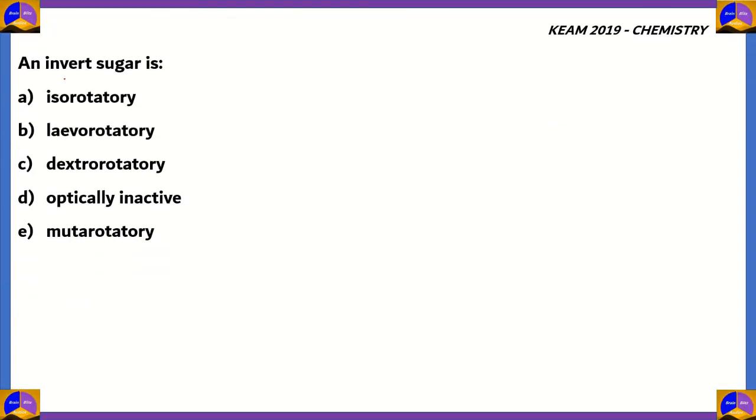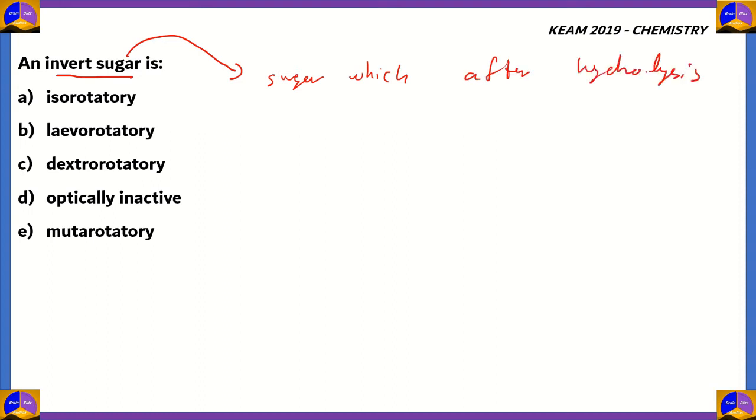Next question. An invert sugar is isorotatory, levorotatory, dextrorotatory, optically inactive, mutarotatory. Well, what is an invert sugar? An invert sugar is a sugar which, after hydrolysis, forms products which are overall levorotatory.